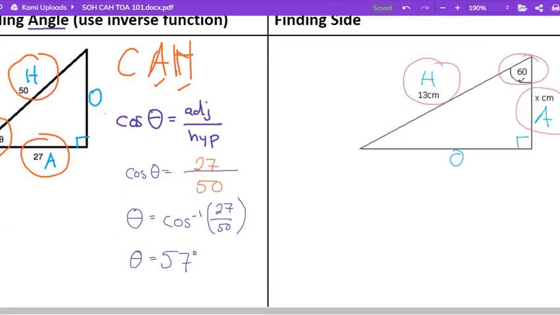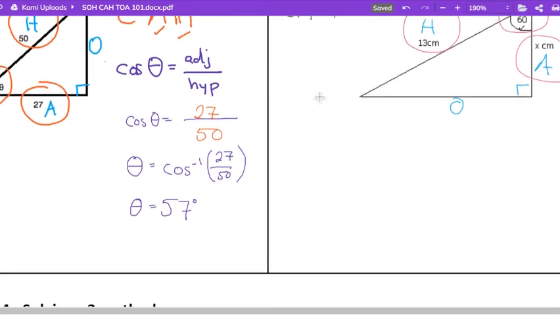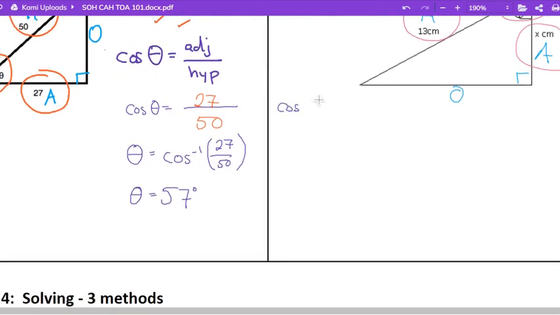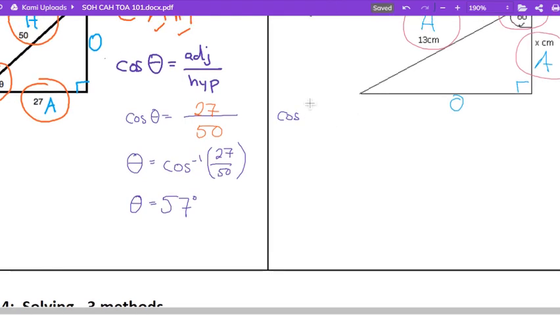So which ratio am I using? SOH CAH TOA? Yeah, once again, I'm using cosine because I've circled A and H. So when I write out the formula, I've got cosine. Now I have an angle, right? This is going to look a bit different. We're saying that the cosine of 60 is going to be X over 13. Multiply both sides by 13, and we can solve for X.